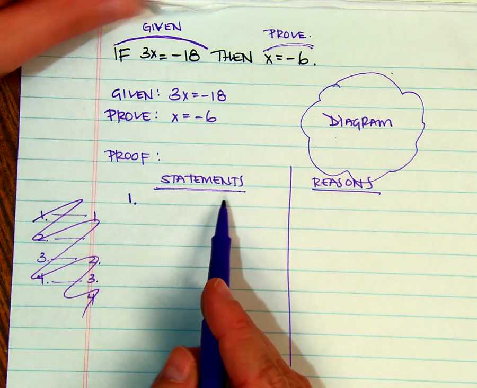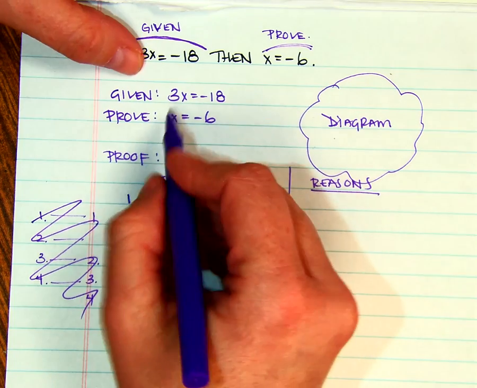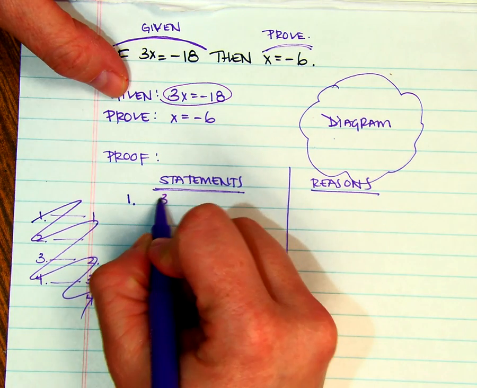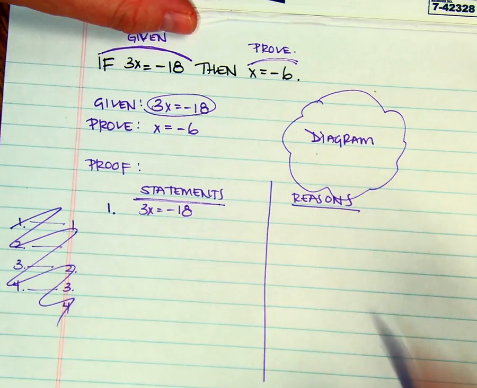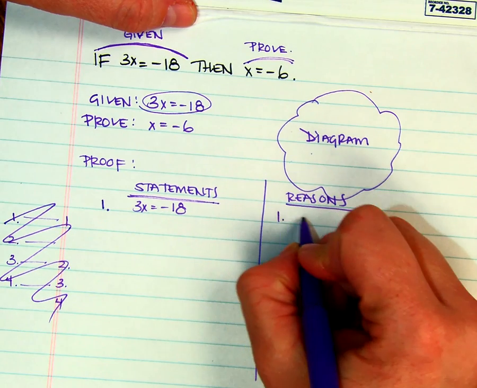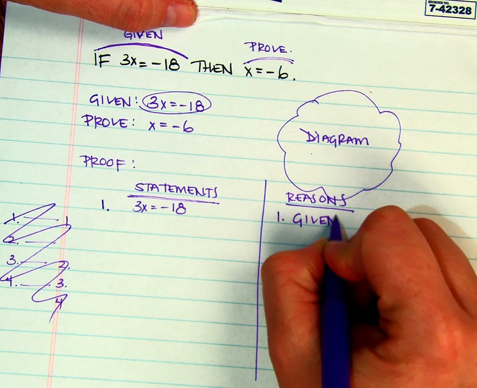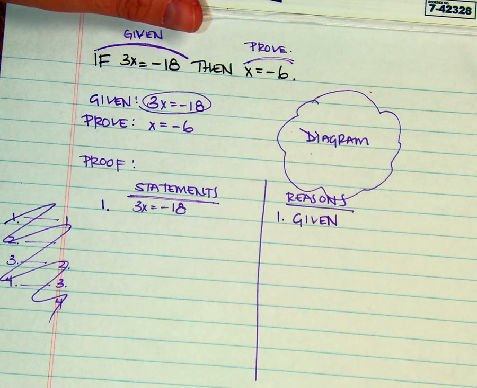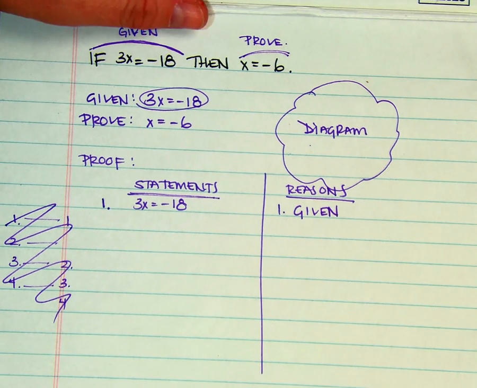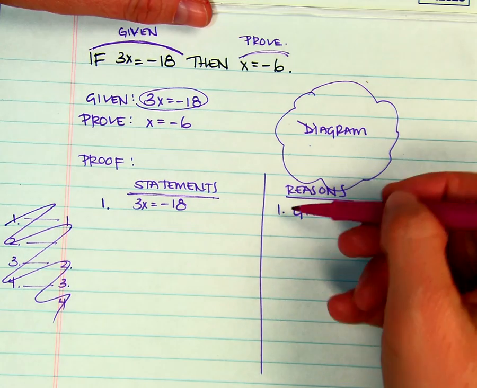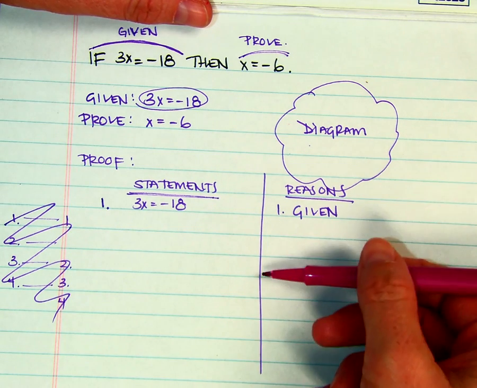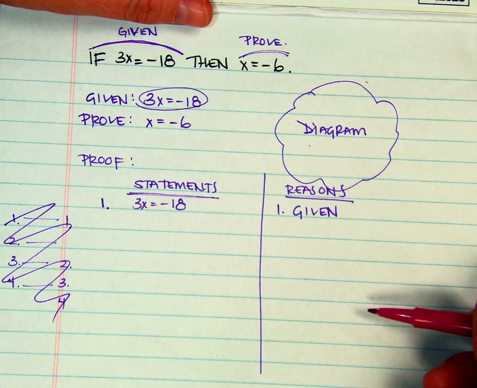So statement number 1 is always going to be whatever your given is. So 3x equals negative 18. Your first reason is always going to be given. When we get in geometry proofs, you're going to have more than one piece of given. I'm not a big fan of putting all the given in one statement. I'd rather have you use it as you need it. So you might see reason number 1 is given, reason number 3 is given, maybe reason number 4 is given.